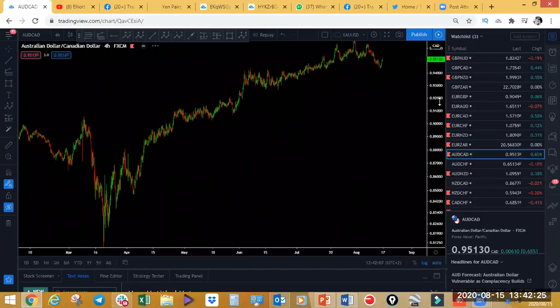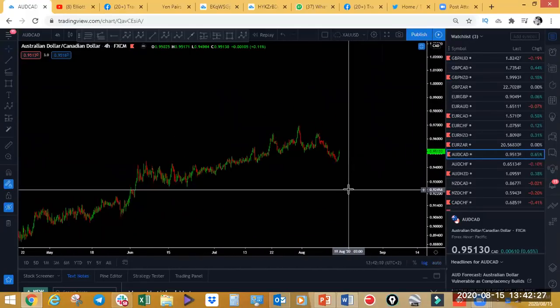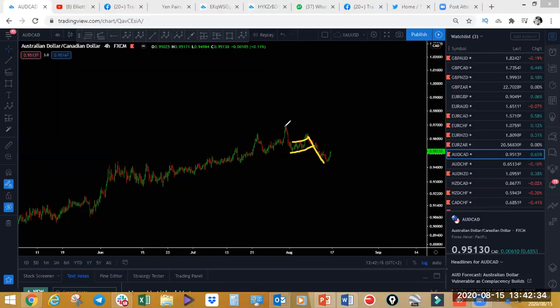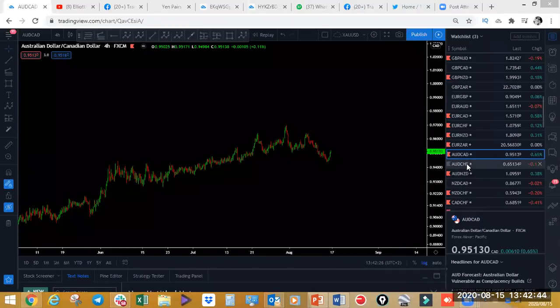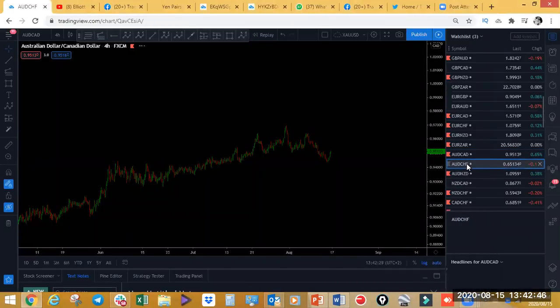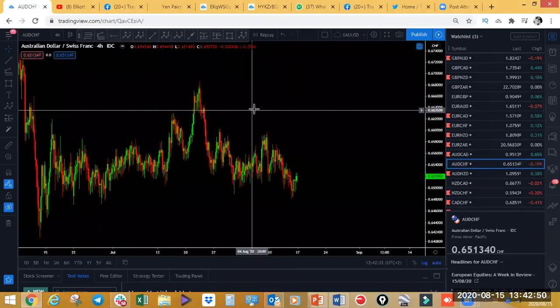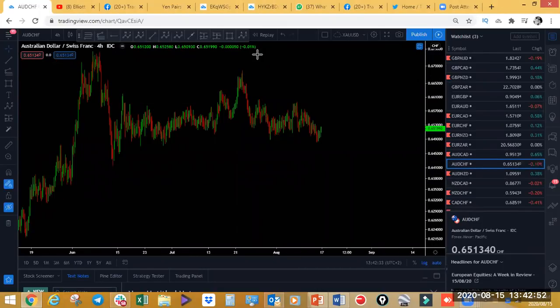AUDCHF looks like it's going to resume a move to the upside. Last week we expected this one to drop. Now we've made the 3 waves, and it looks like we're going to start a move to the upside again. Clearing this, we're going to see further upside. It's interesting that the Aussie is strong while the New Zealand is weak this week, because they are directly correlated.